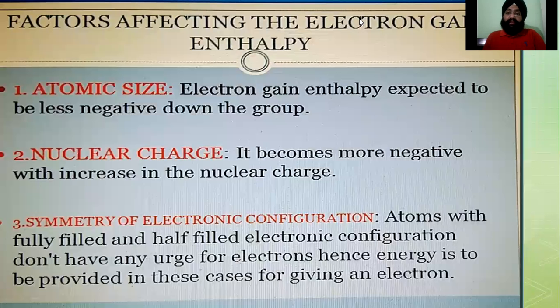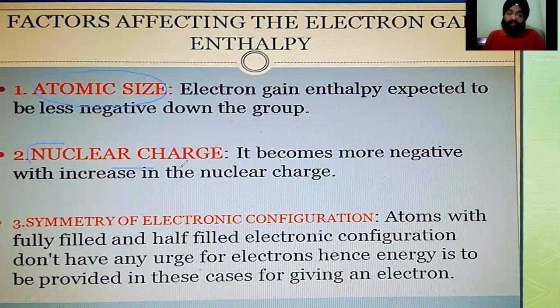Now, next we have factors on which it depends. The first factor is atomic size. The electron can be added to the atom more easily if the atom is smaller. So down the group, when the size of the atom increases, the value of electron gain enthalpy becomes less negative. The atoms have less urge to gain an electron.